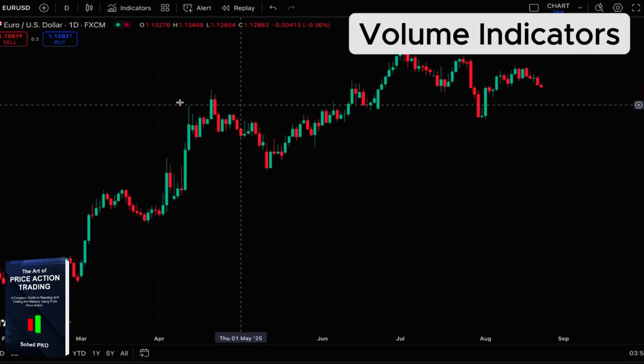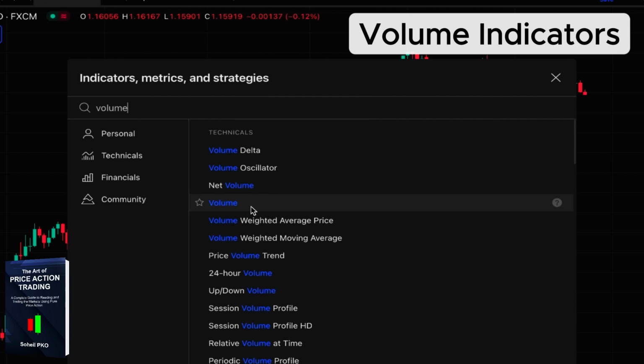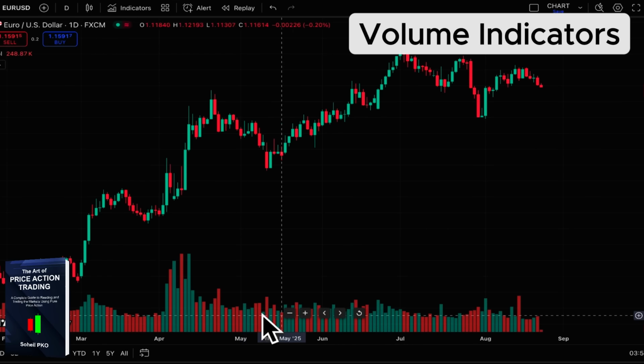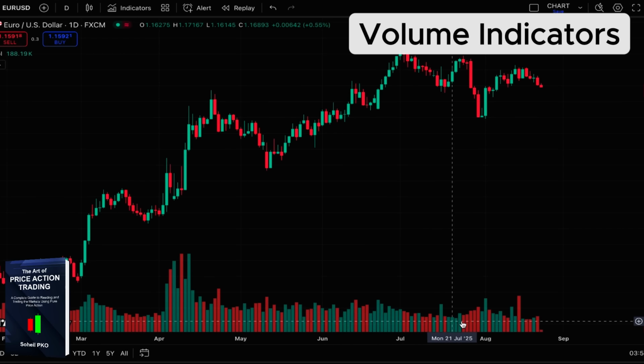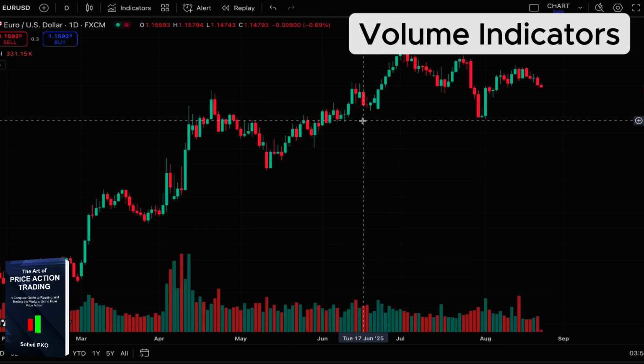The first volume indicator that I suggest is just an ordinary volume bar, this one, that is added below the chart in the form of bars in each period. This gives you a picture of the traded volume in each time period, and when analyzed in conjunction with price action or other indicators, it can help you to measure the strength of buying or selling pressure in the market.